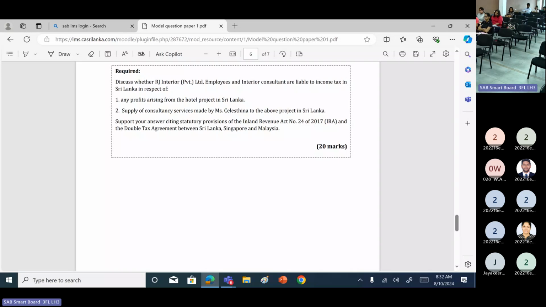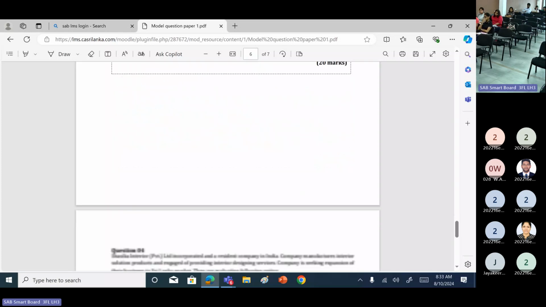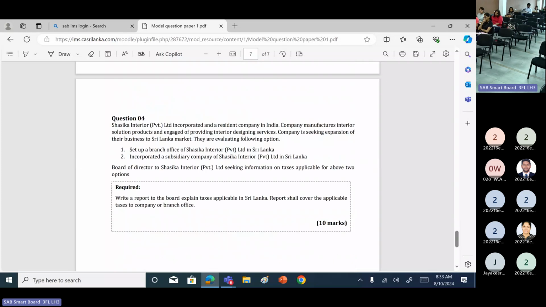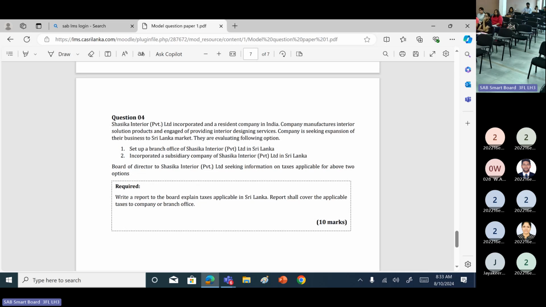So, whether there is a permanent establishment, whether they are liable for Sri Lanka income tax. And another question on general tax administration, where there is also some sort of compliance requirement. A simple example: a payment, and who is liable for withholding tax, the requirement of deduction of withholding tax, and the responsibilities of the withholding agent and likewise. It is a small question.